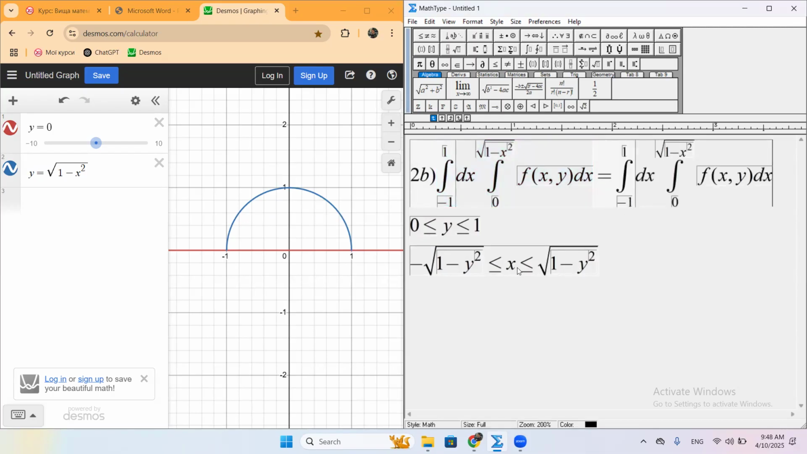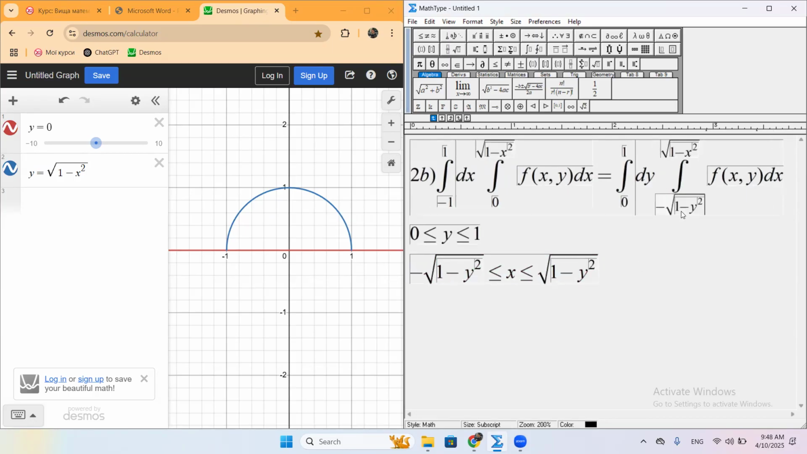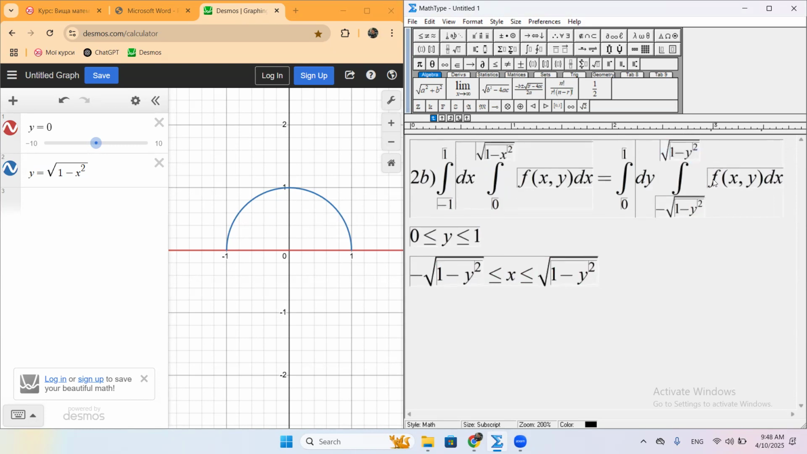So now let's rewrite the bounds of integration, change the limits of integration. So y is integrated from 0 to 1, and x from minus square root of 1 minus y squared to square root of 1 minus y squared.